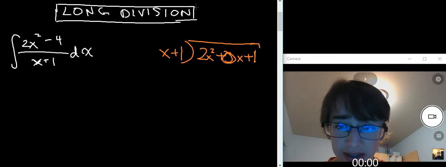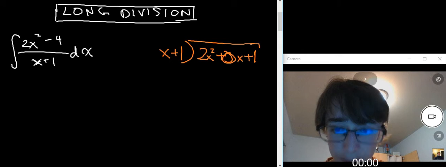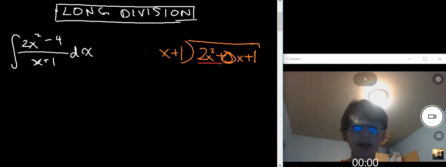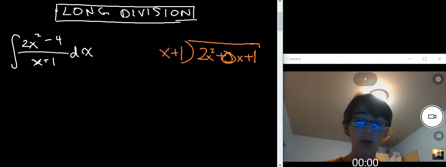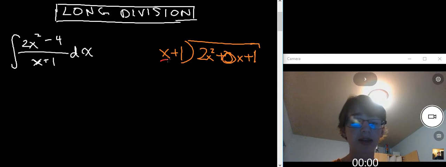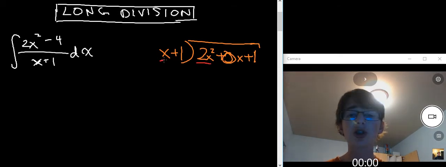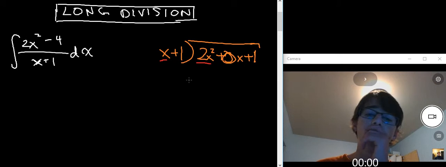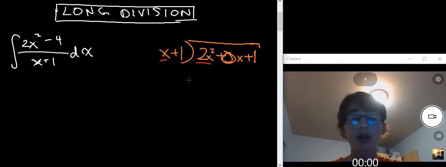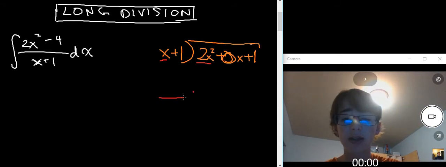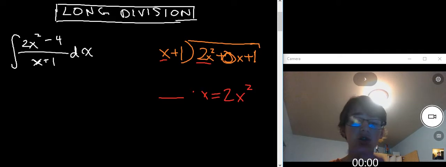So let's take a look at this first term right here. Remember, when you're doing long division, you only look at the x in terms of the first step, and then you look at the x plus 1 as a whole. So first off, we're just looking at the x. How many times does 2x squared go into x? What times x is 2x squared?